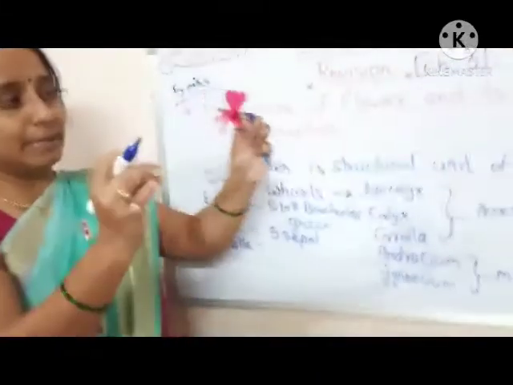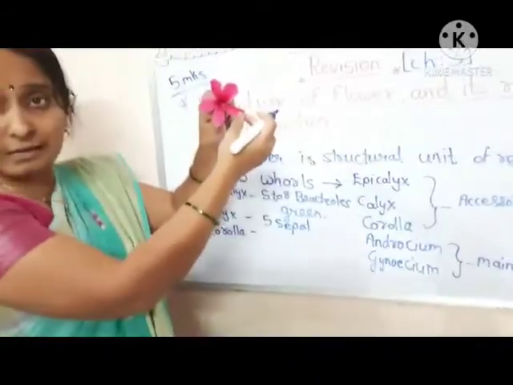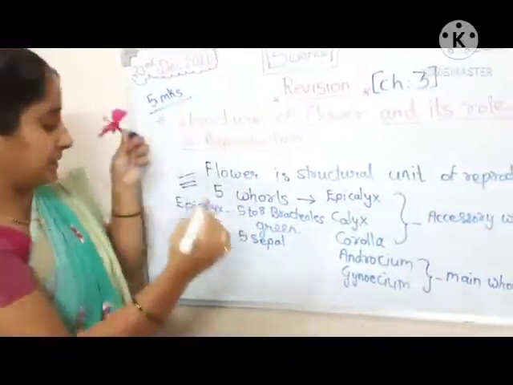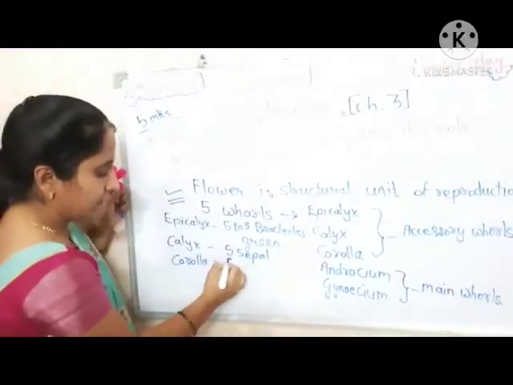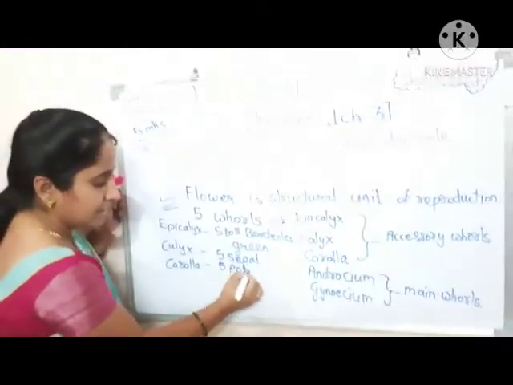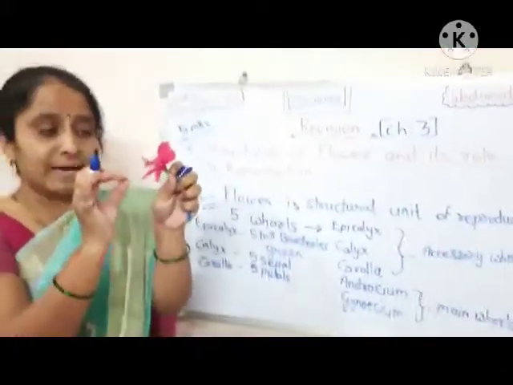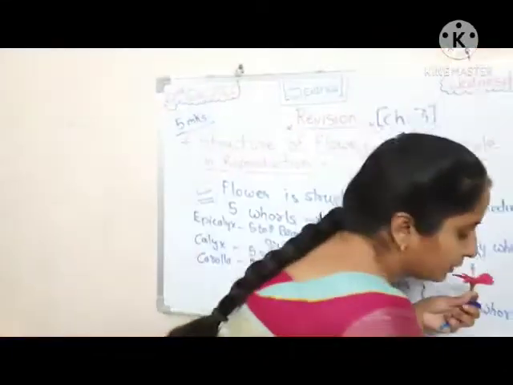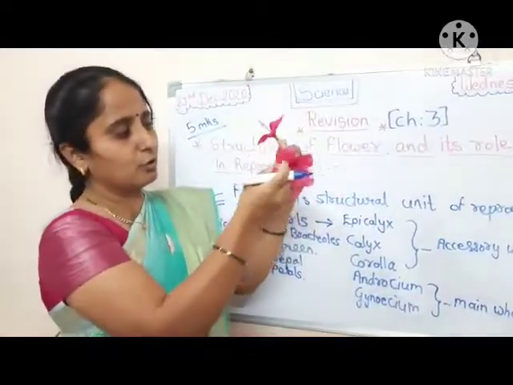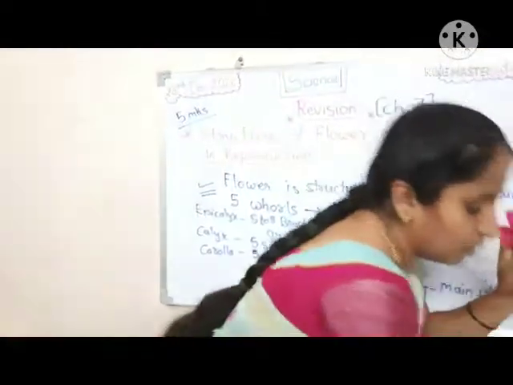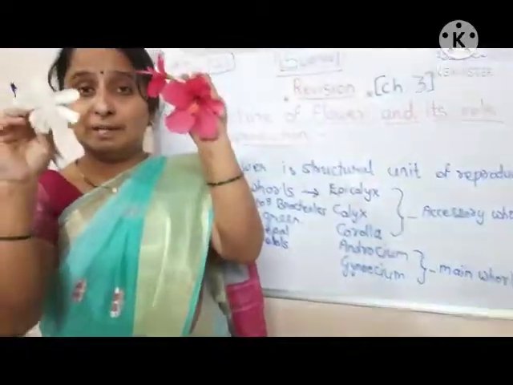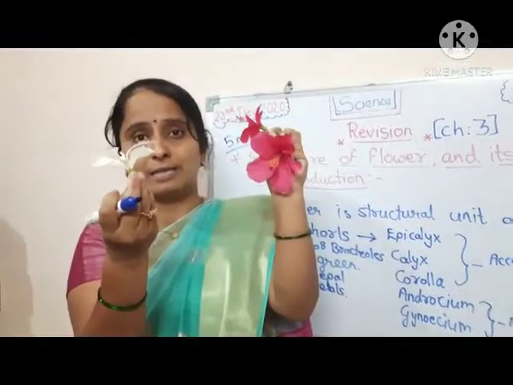Then next is corolla. Corolla consists of petals. How many petals you can see for this flower? There are a total of 5 petals. So we can say that corolla consists of 5 petals. Now students, see this. Corolla or petals, they are of different colors. Here you can see this variety of colors of corolla. Okay. One more I am having. So many different attractive colors corolla is having.